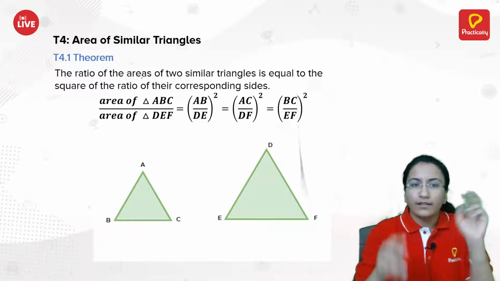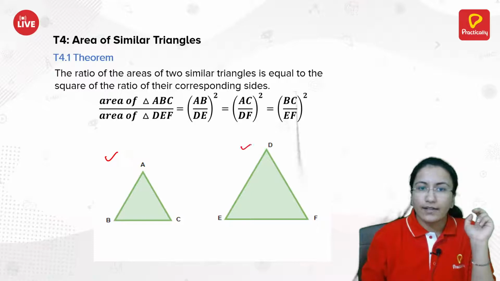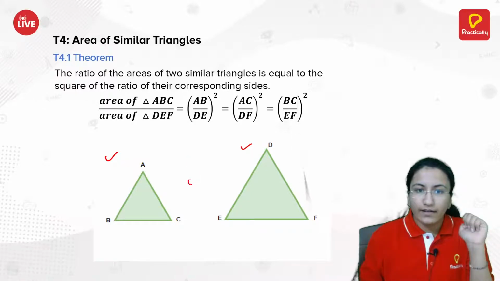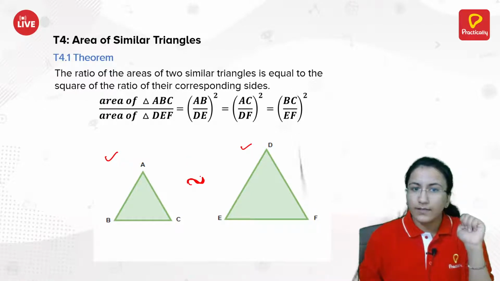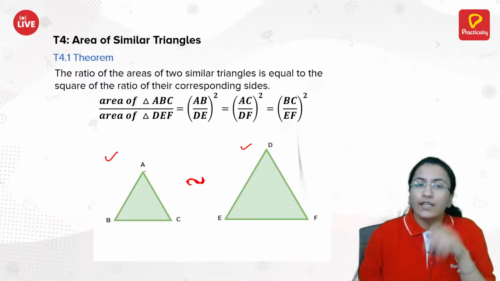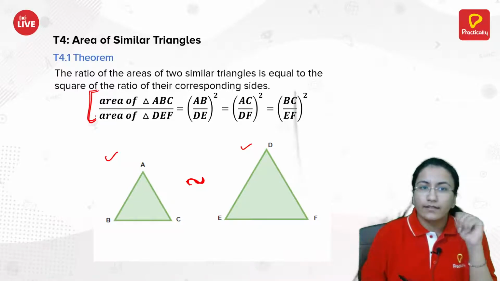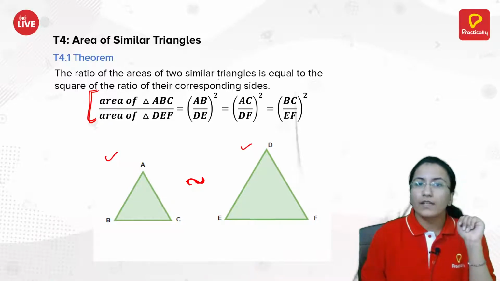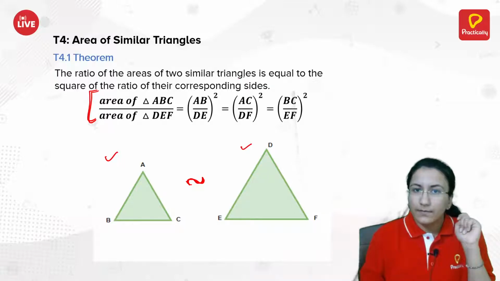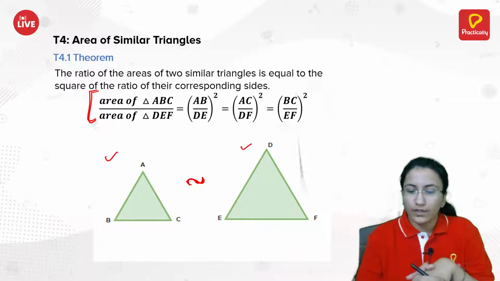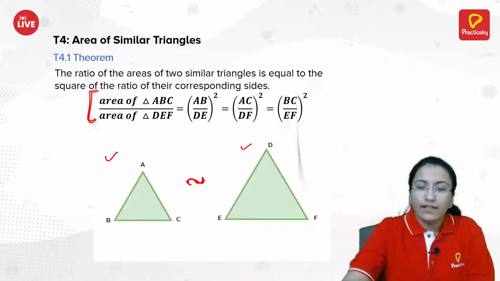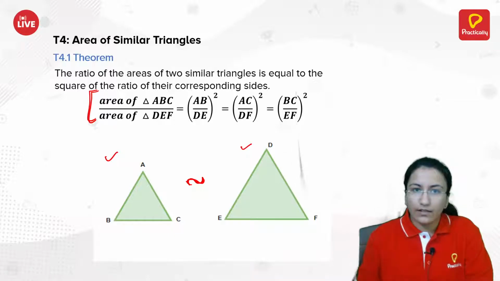If these two triangles are similar, I've said these two triangles are similar, then the areas of these two triangles are related by this result. How? The ratio of areas of two triangles which are similar is equal to the square of the ratio of the corresponding sides. That means take the ratio of the corresponding sides, whichever ratio of corresponding sides you have, take it the same way.